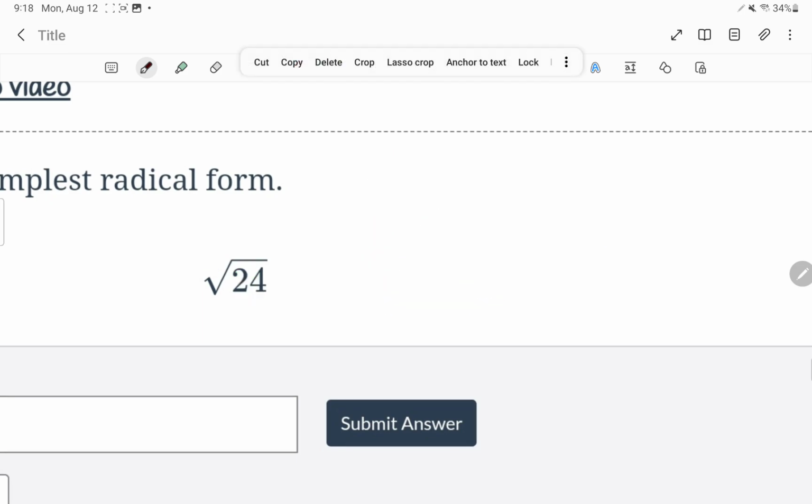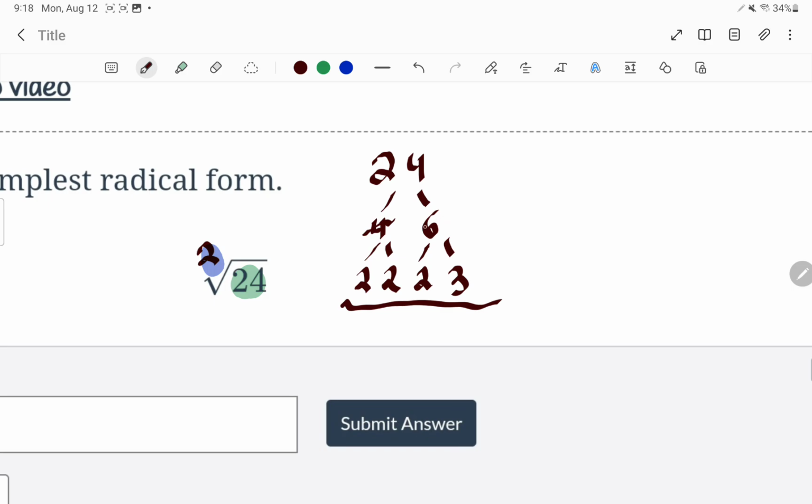At this point, I'm going to mark off anything that's not a prime number. So that one, and that one. We don't care about those. We only care about the prime numbers, so that's going to be the 4 on the bottom.